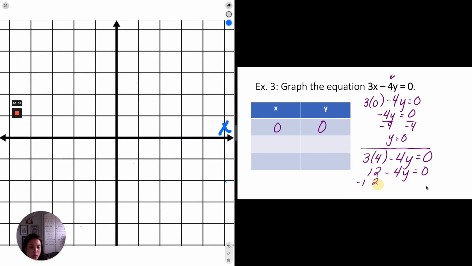I subtract 12 from both sides. So then I get negative 4y equals negative 12. When I divide both sides by negative 4, I get a positive. The y value is positive 3. So when x is 4, y is 3. I can go ahead and plot this because now I have 2 points. When x is 0, y is 0, so I put a point right here in the middle. When x is 4, 1, 2, 3, 4, y is 3, 1, 2, 3. And then I'm going to draw a line.